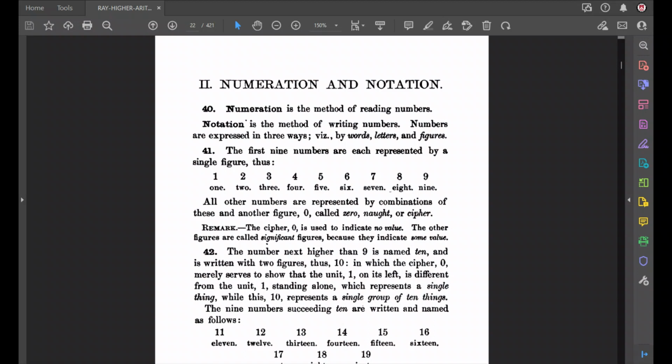The second definition in Article 40 is the definition of notation. So we have two definitions in Article 40: numeration and notation. Notation is the method of writing numbers.